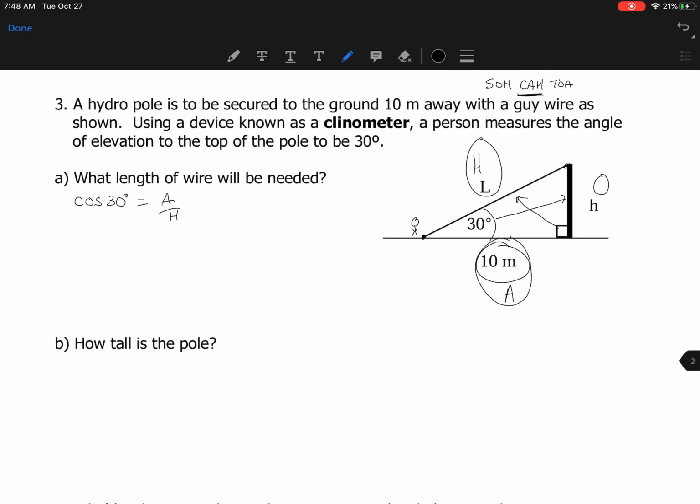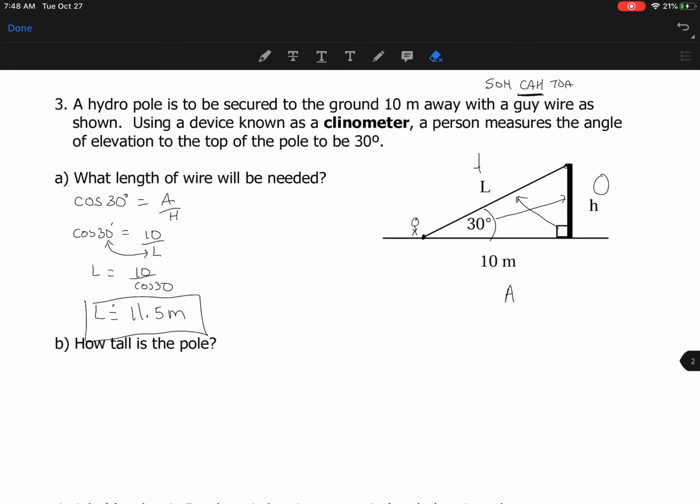So cos of 30 is equal to the adjacent over the hypotenuse, which is equal to 10 divided by, they called it L in the question. And again, to solve for L, we'll rearrange those, get L equals 10 divided by cos of 30. And again, 10 divided by cos of 30, that's going to be 11.5 meters. All right, there's the length of the wire needed. The second thing they ask us to find is how tall is this pole?